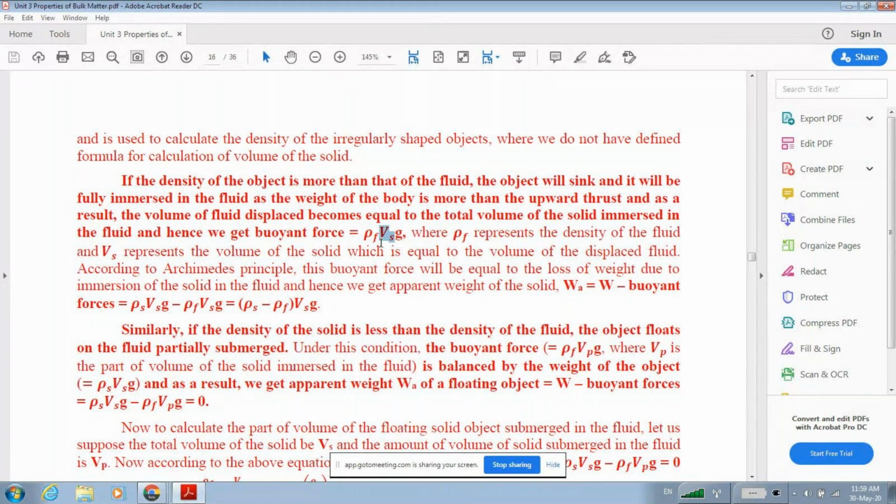So we are taking volume of the liquid level as volume of the solid here. So the buoyant force equal to weight of the displaced fluid, so buoyant force equal to rho f into Vs into g, where rho f represents the density of the fluid and Vs represents the volume of the solid, which is equal to the volume of the displaced fluid. According to Archimedes principle, this buoyant force will be equal to the loss of weight due to the immersion of the solid in the fluid and hence we get the apparent weight.